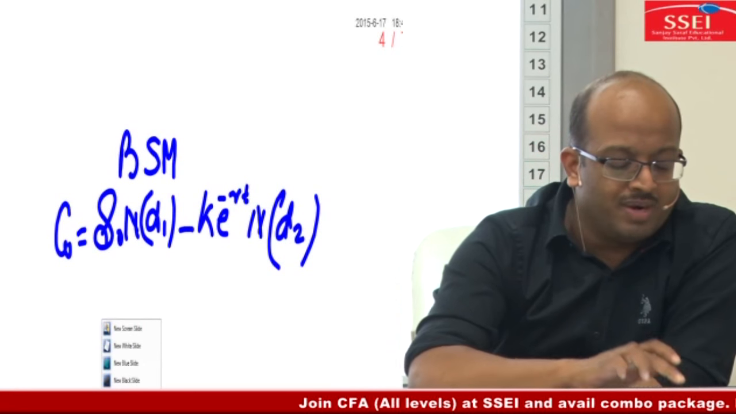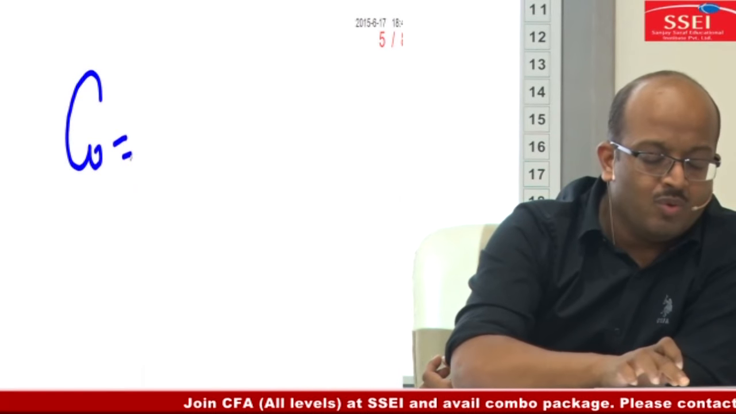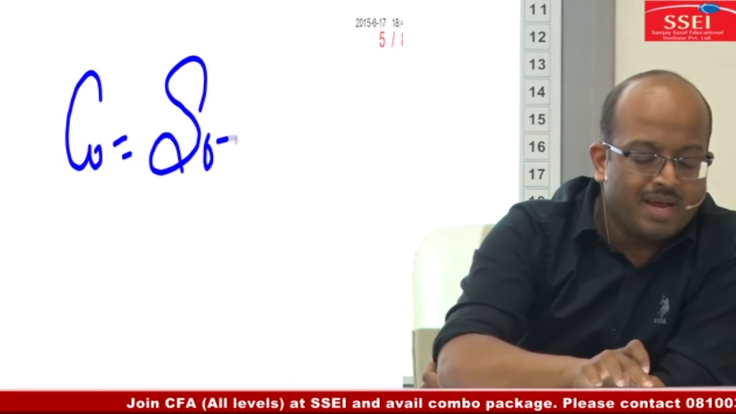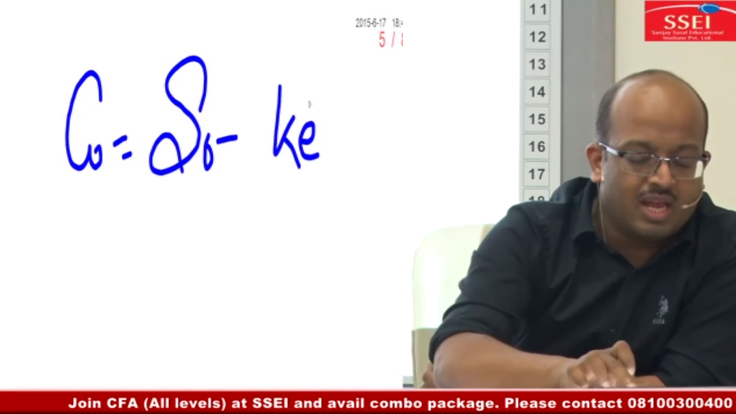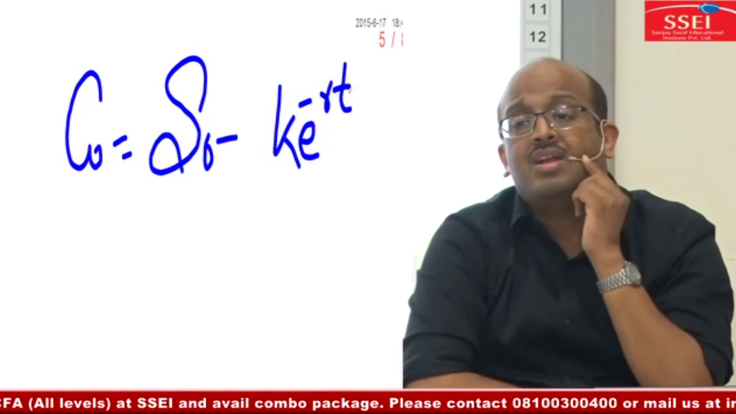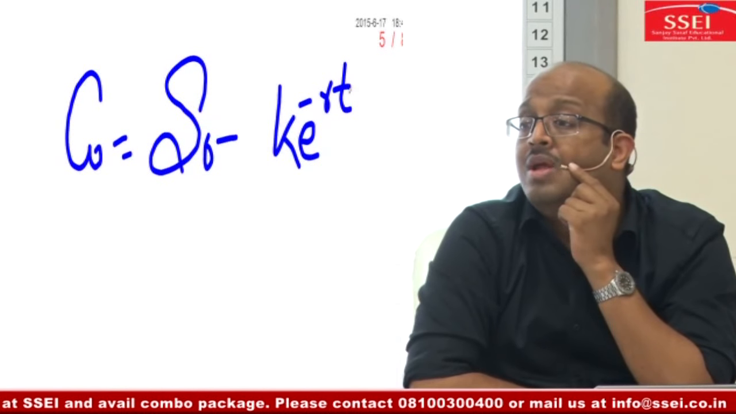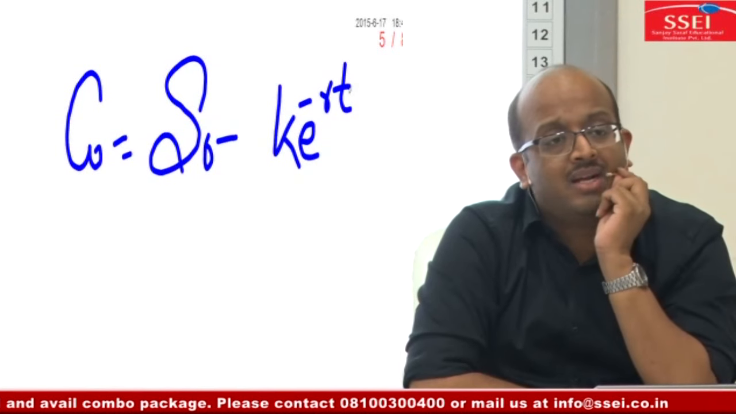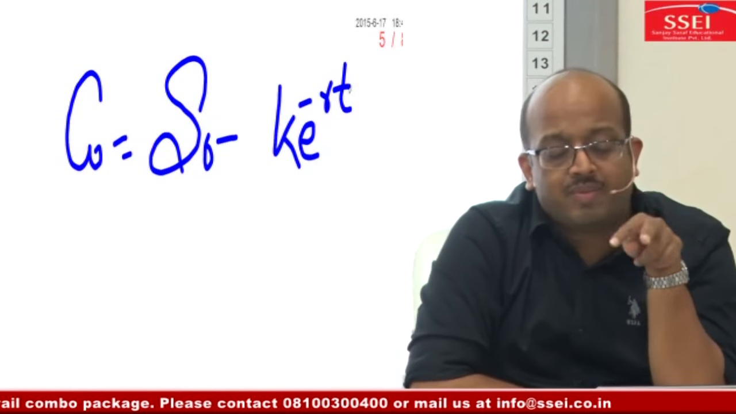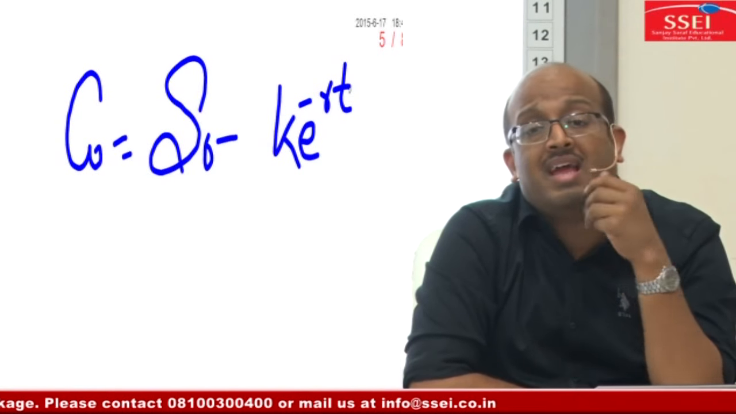I'm just showing it to you, but I can't dictate all this. The call option value is S0 minus the present value of what? K. Are you able to understand this? The present value of K is K divided by e to the power RT, which could be written as K times e to the power minus RT. Correct? Now, in this equation, what is missing is the volatility premium, or time value.